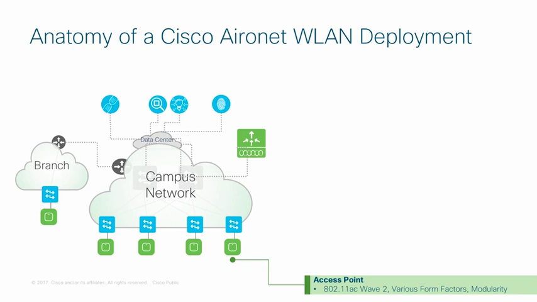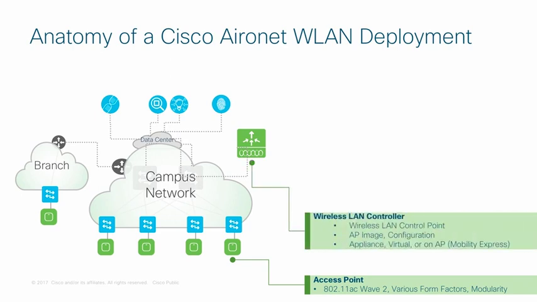Now, these access points need a control plane, and that control plane is the wireless LAN controller. This handles firmware updates, configuration changes, and allows the access points to work together as a system. It's available as an appliance, a virtual appliance, or even on the access point itself. We call this feature Mobility Express. Now, I've put these components here in green because, frankly, this is all you need. This is it for an AeroNet wireless LAN deployment.